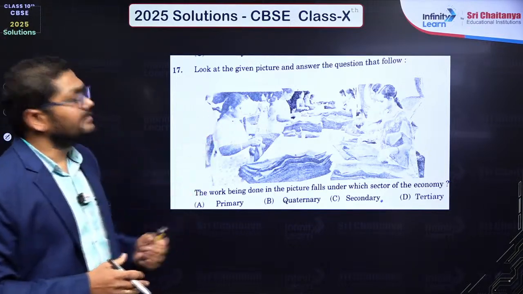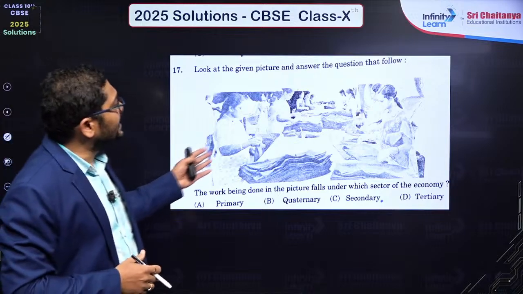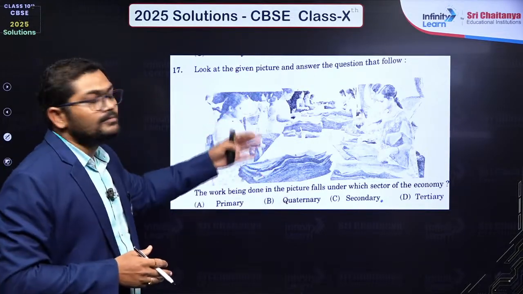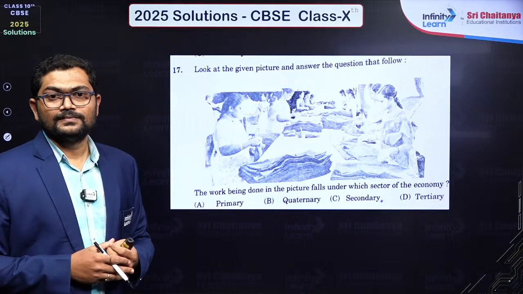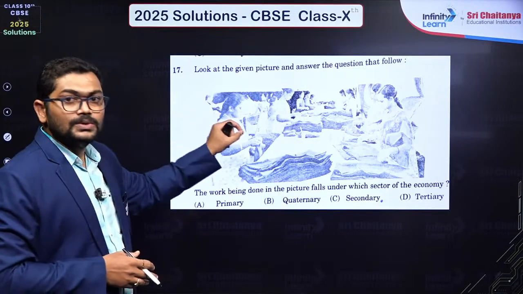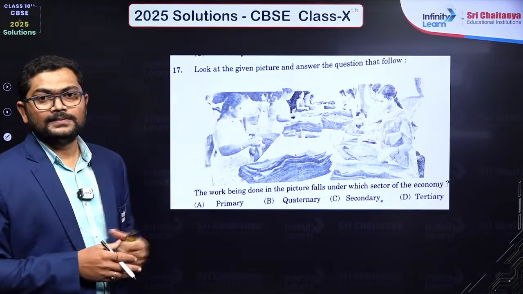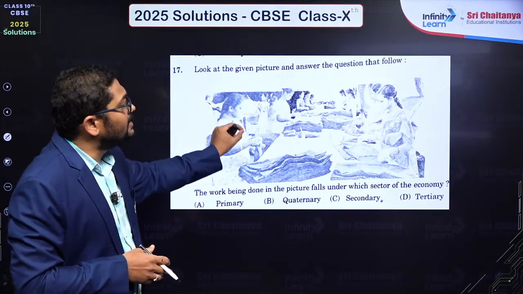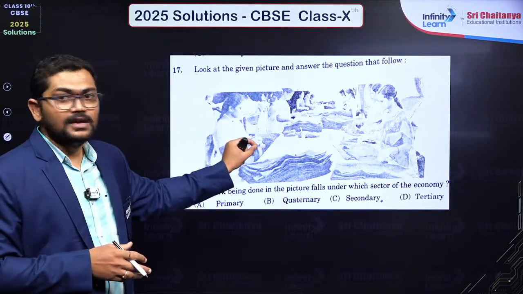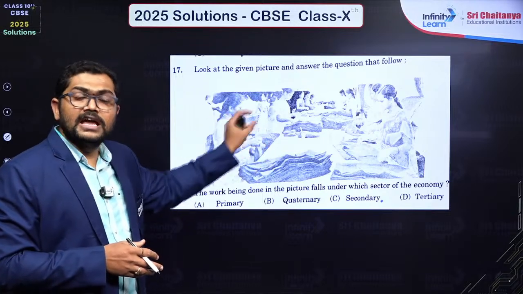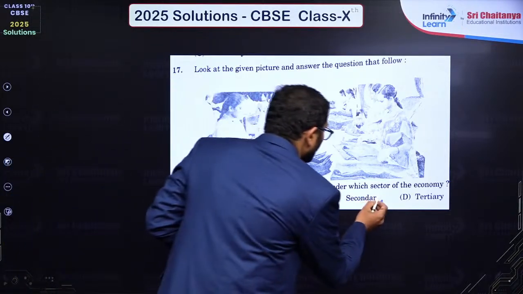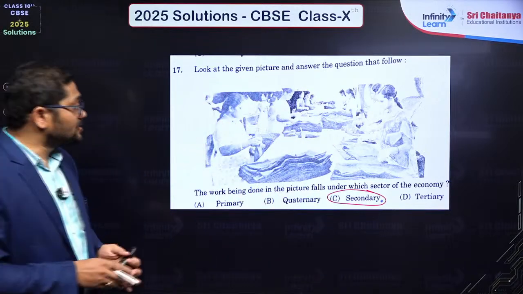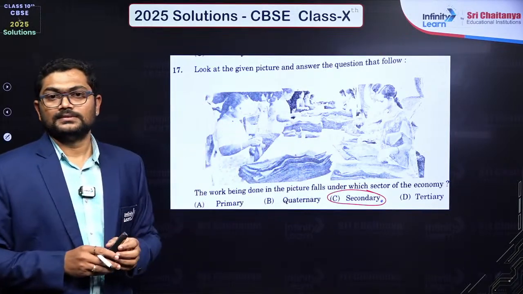But if you see the picture given here, we have the women standing in 2 rows on either side of the benches, and they are doing some production activity. And it is actually related to the manufacturing. So because the activity that the women were performing here in this picture was related to the manufacturing, we go with what? The secondary sector. It's not the tertiary sector.